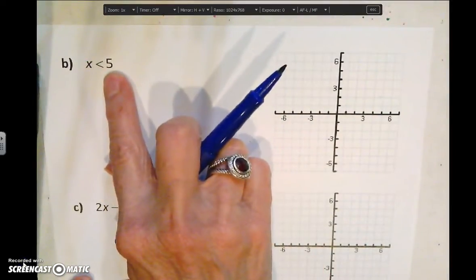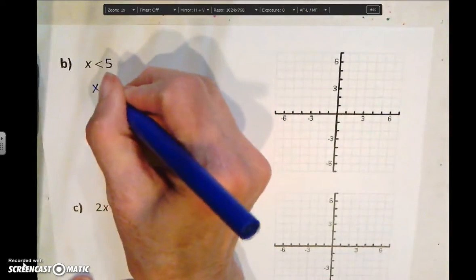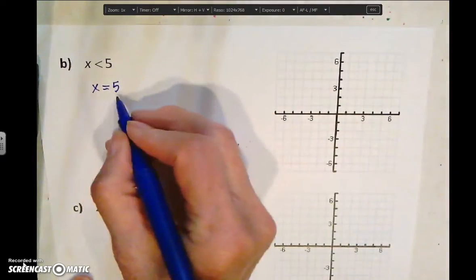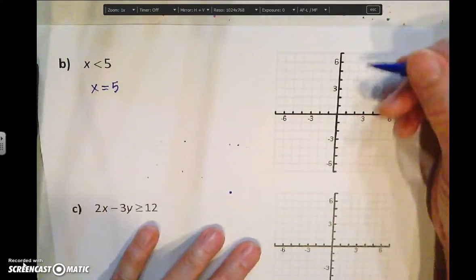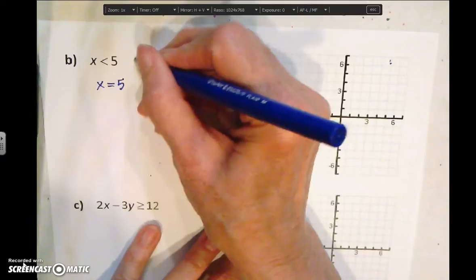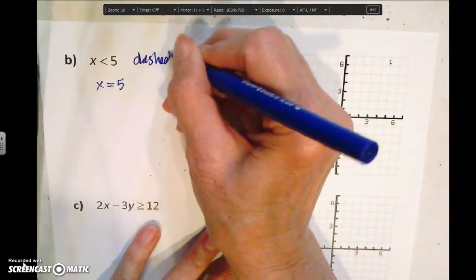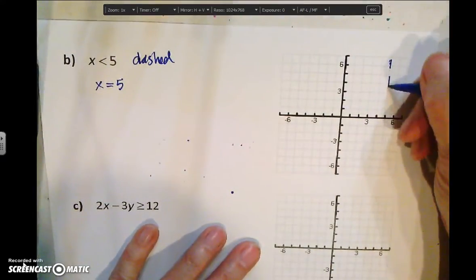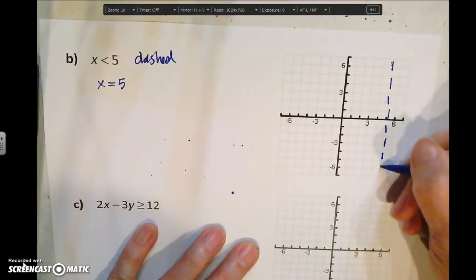So x is less than 5. Of course, we're going to graph x is equal to 5, which is going to be a vertical line going through 5. So here, it's less than, so it's going to be a dashed line going through 5. So dashing down the page there.